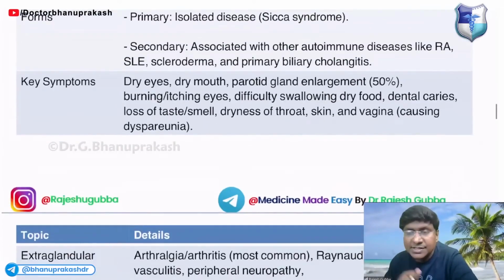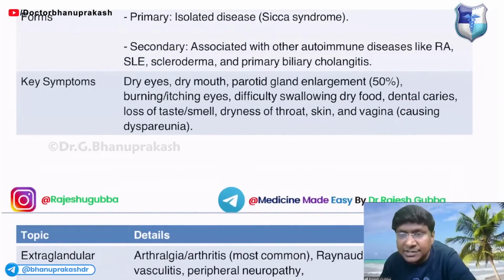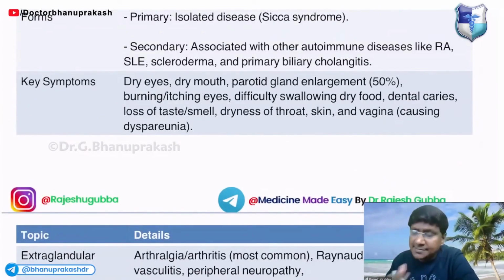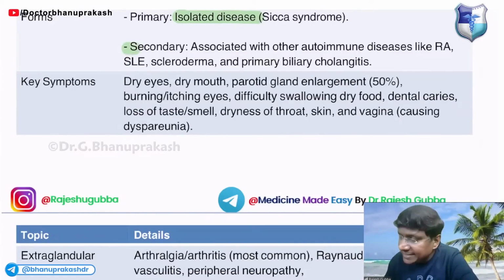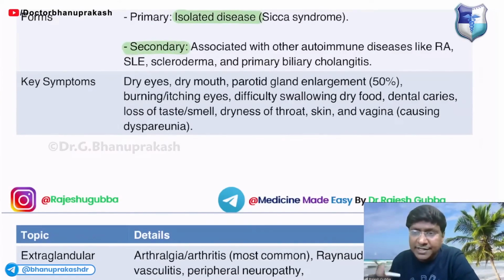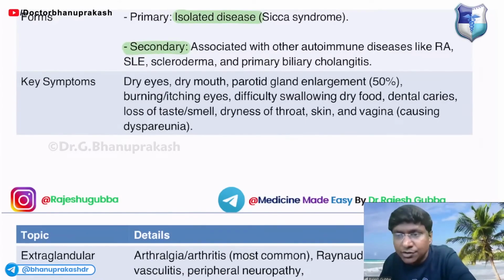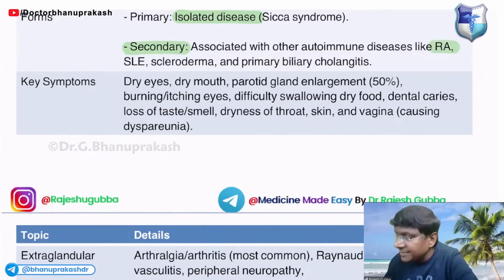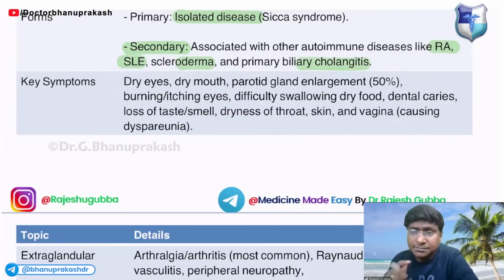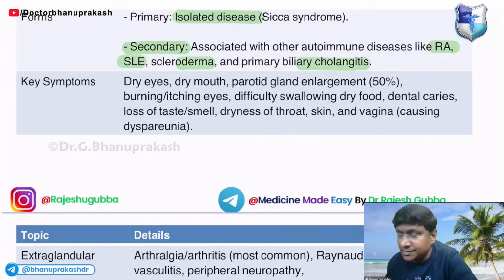And Sjogren's is of two forms, primary and secondary Sjogren's. Primary Sjogren's is Sjogren's alone, which is called sicca syndrome. Secondary Sjogren's is when, along with Sjogren's, you have other associated autoimmune conditions like rheumatoid arthritis, SLE, scleroderma, and primary biliary cholangitis. This is your secondary Sjogren's.